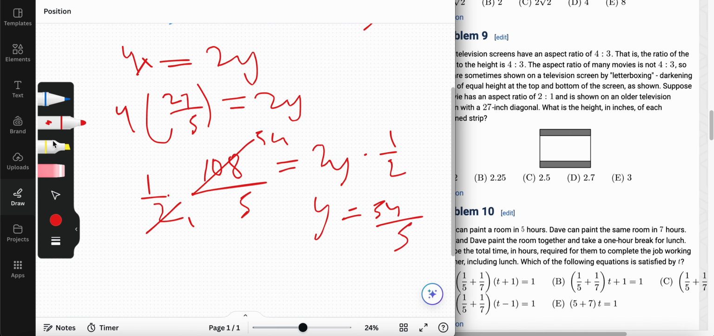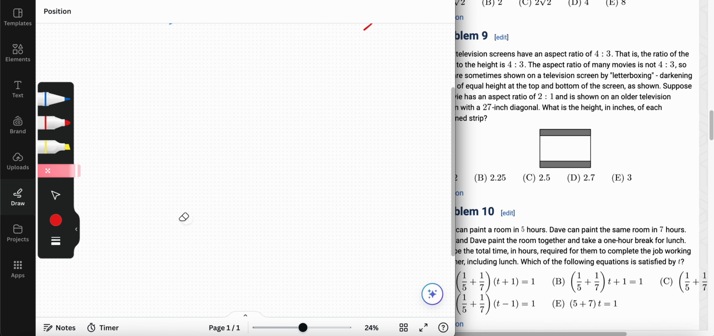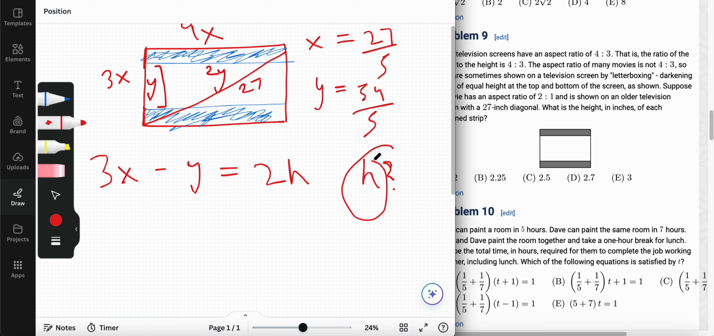Okay, so we know what x and y are, so all we need now is the height, which is what we're actually trying to find. 3x minus y is going to be equal to 2 times the height. 3x minus y is just this. This is y, and this is what we're trying to find. We're trying to find h. We're not trying to find 2h. So this is what we need. We need h.